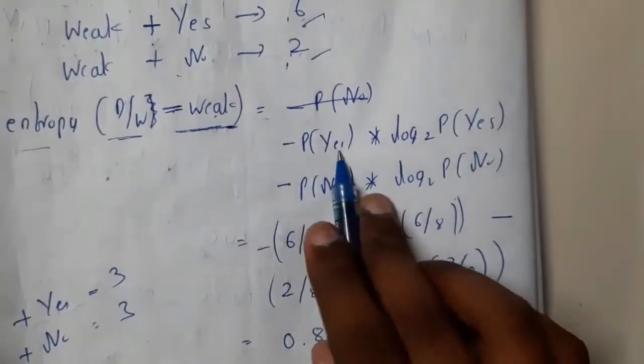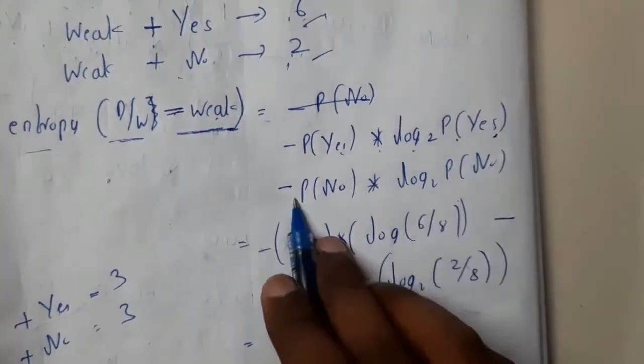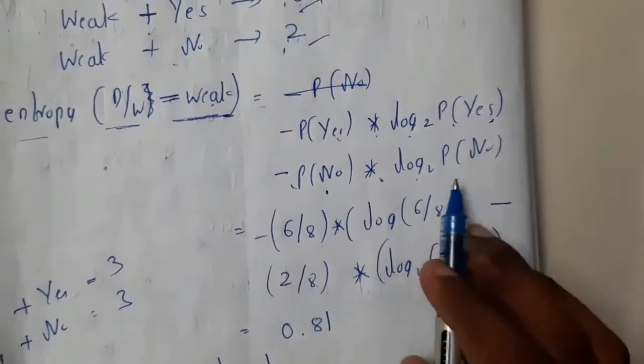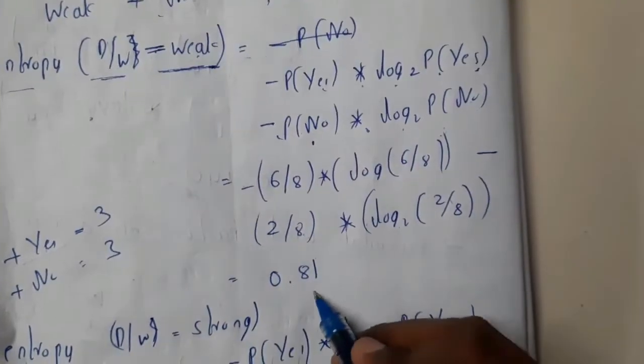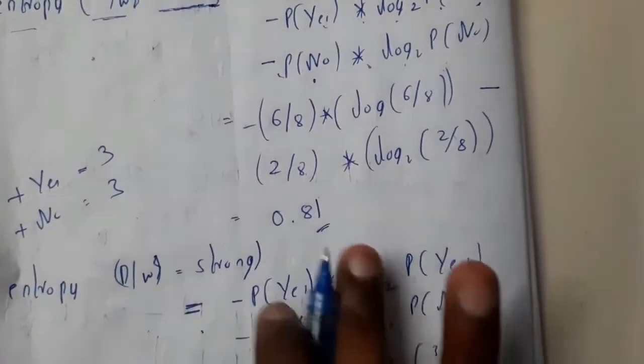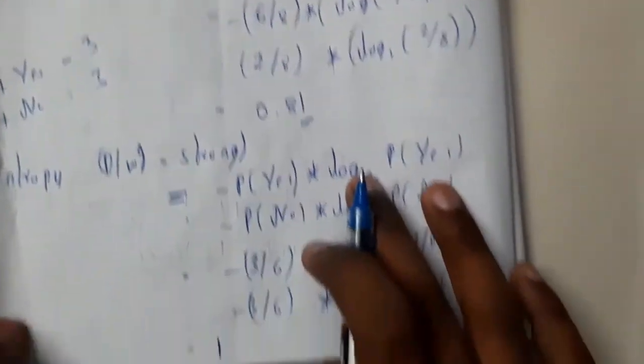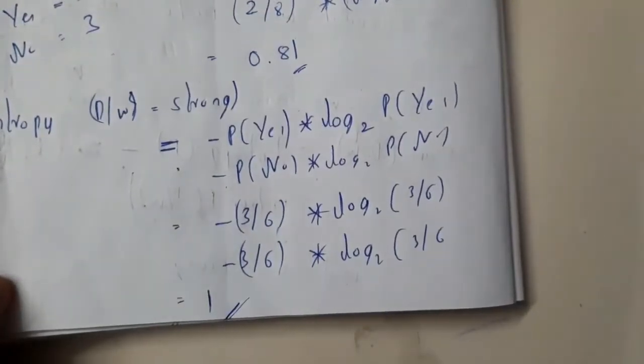So minus probability of yes into log 2 probability of yes minus probability of no into log 2 probability of no. So we got these values. Once you do the calculation using a calculator, you're going to get 0.81. Okay. Similarly, calculate for strong also. So we got 1. Fine.